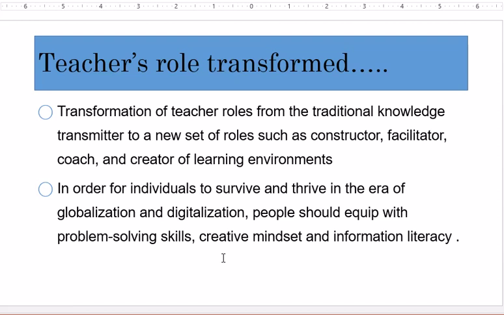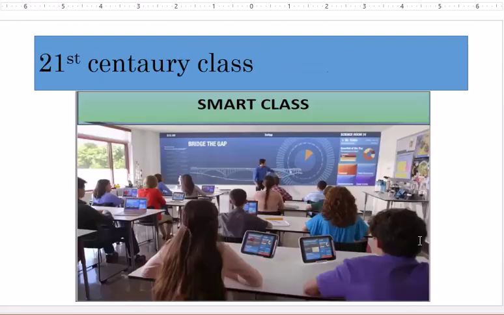All right, teacher transformations. These are some of the ways: co-constructor, facilitator, coach, creator of the learning environment. So teachers have to be slightly different from what we used to think before. And today, any individual that thrives in the 21st century, in the era of globalization and digitalization, must be equipped with problem solving, creative mindsets, and information literacy. They should be information literate.